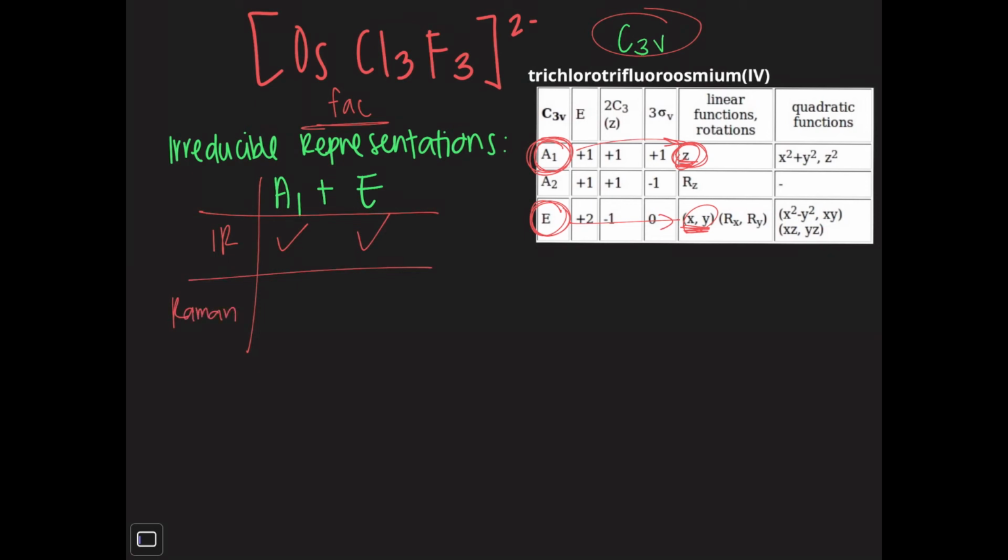we can just check if there is literally anything in the coordinate products, and then again it's just cross-checking with the ones that we calculated. For A1, we can see that there is something in the quadratic functions column, so we know that there is a Raman band active there, and there is another one in the E representation, sorry. And then in total we have 2 IR bands and 2 Raman bands for a FAC isomer of trichloro-trifluoroosmium 4.